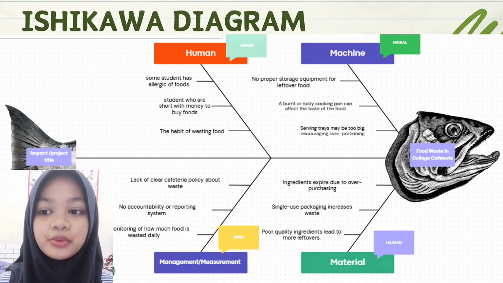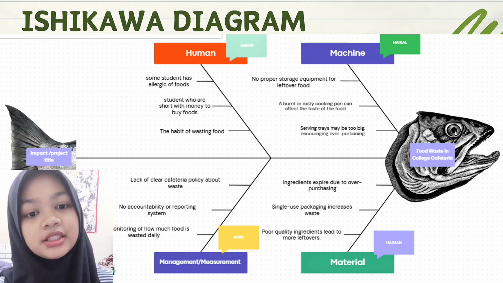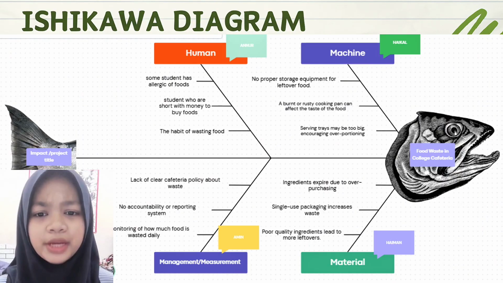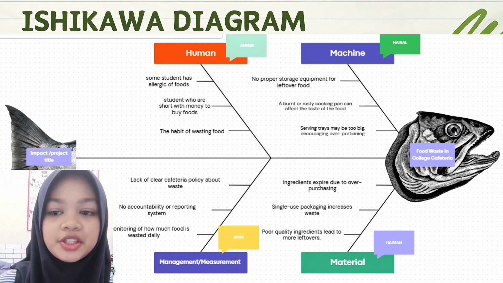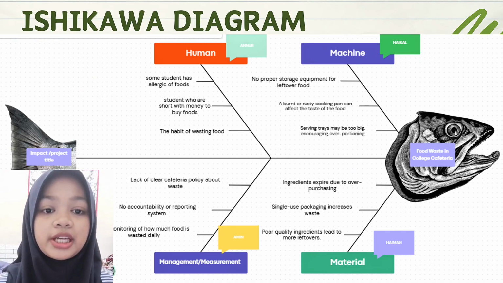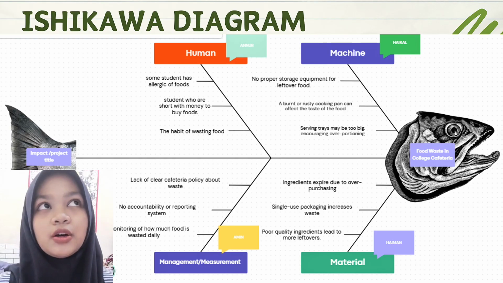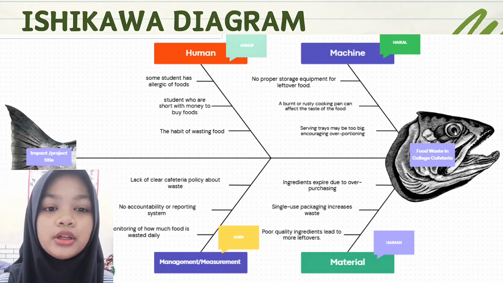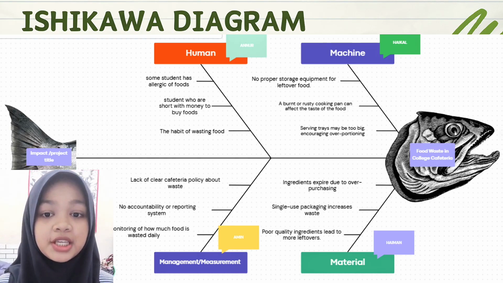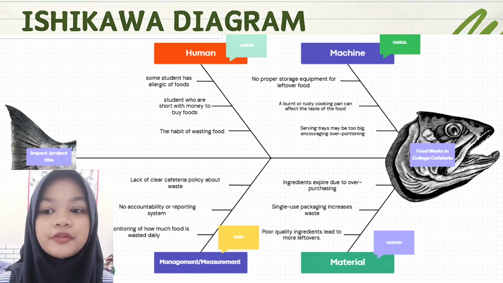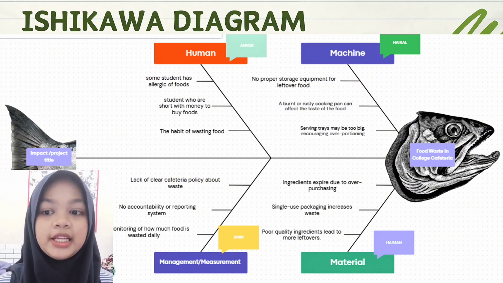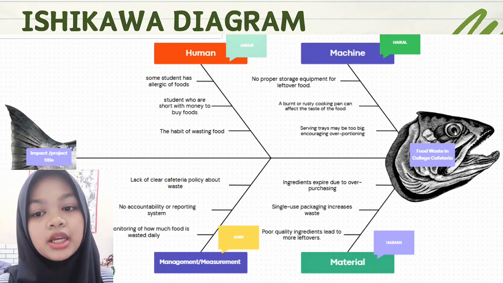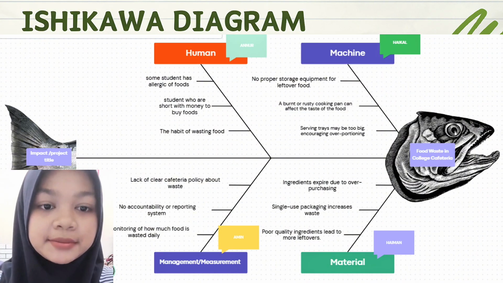The third cause, which is the management and measurement, we found that there's no clear policy about cafeteria waste and no proper monitoring and reporting system, and lastly, there's no data that shows how much food is wasted daily. And the last one is material. Lastly, for the material category, ingredients often expire due to over purchasing. Some are because of the single-use packaging that will cause more waste, and lastly, poor quality ingredients that can cause more leftovers.